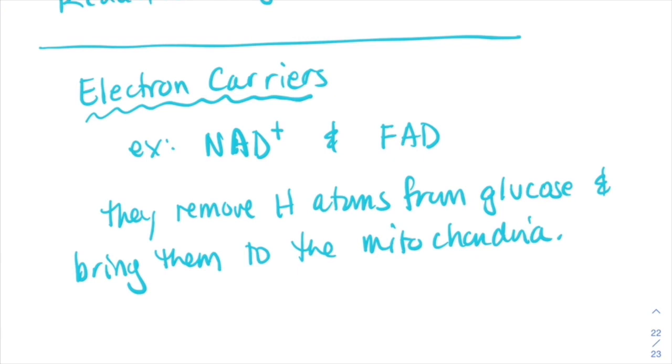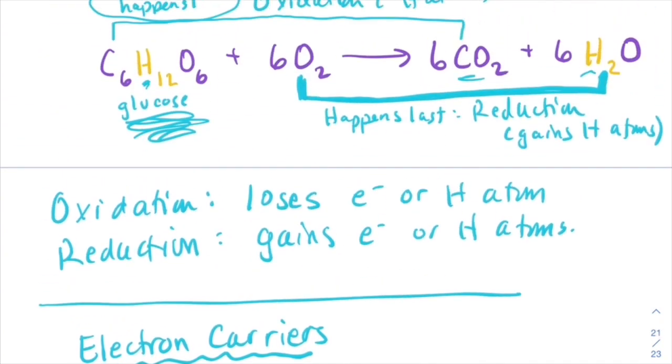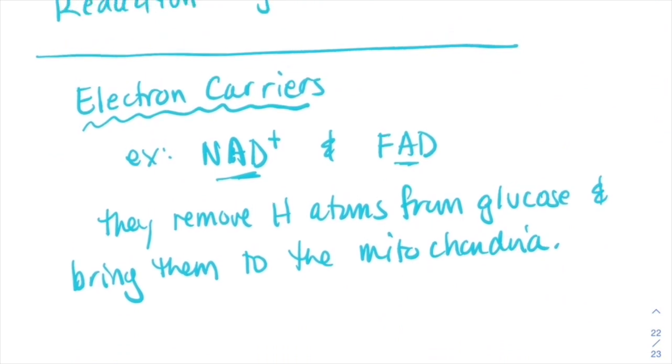Okay, you all know that the mitochondria is the powerhouse of the cell. It's got something to do with how cells make ATP, so it's no surprise that we're going to be getting into the mitochondria at some time. But what NAD+ and FAD do is they remove hydrogens from glucose, our C6H12O6 up here, and they bring those hydrogen atoms to the mitochondria. Big whoop. Let's add a little bit to this. In the mitochondria, those hydrogen atoms are going to be used to make ATP.